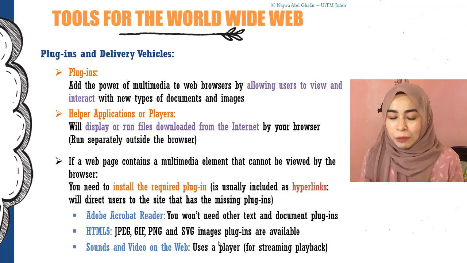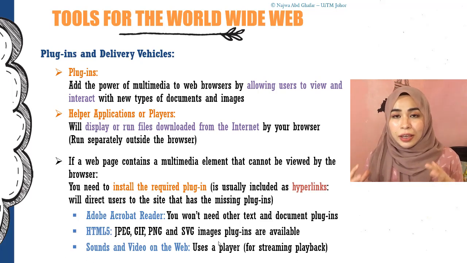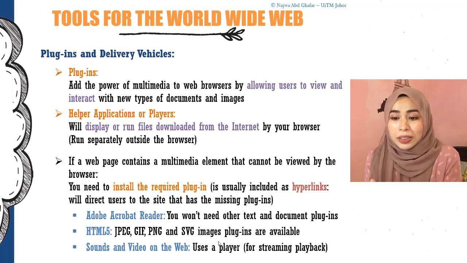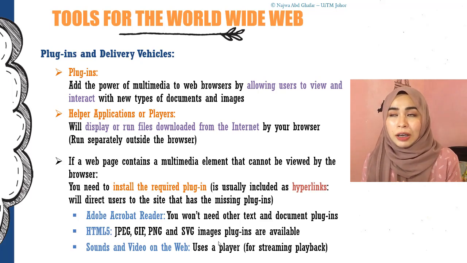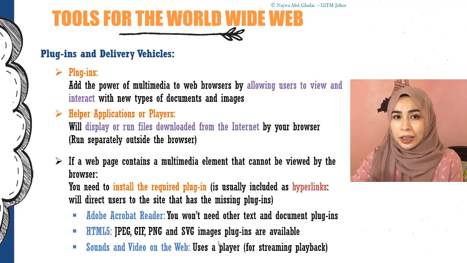Next thing we have is helper applications or players. These display or run files downloaded from the internet by your browser. This is run separately outside the browser. Not everything can be opened or played by the browser. Sometimes you might need another helper application to help us play or open those files. For example, you have PDF. Let's say you download a PDF file. You will notice that the browser does not actually open up the PDF. Instead, it will use a helper application to open up that PDF file in a new tab, for example.